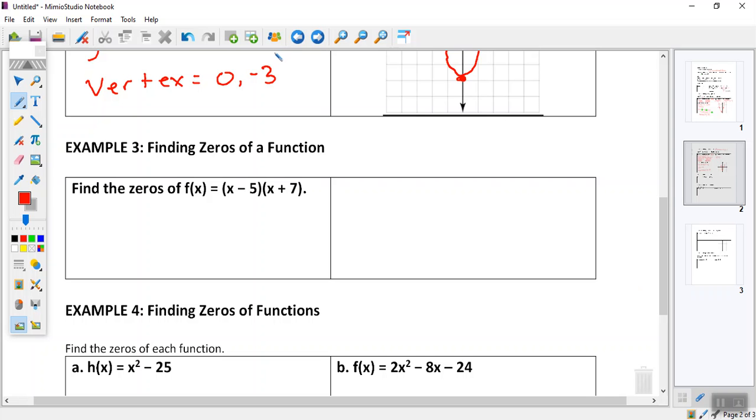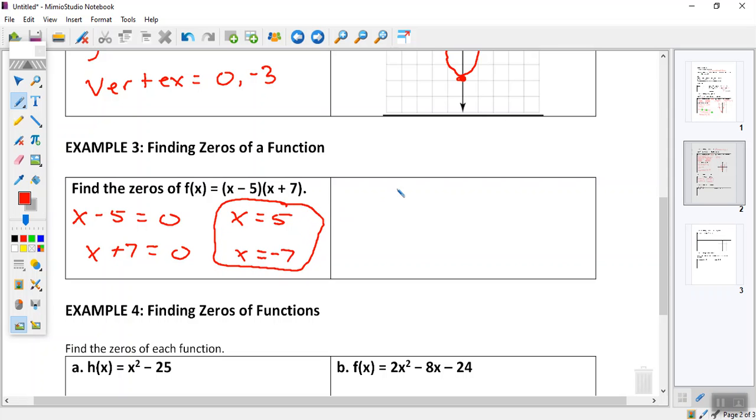Guys, we gotta find the zeros of a function, okay? I don't know how else to make this any easier. When I say find the zeros, how many parts of this function do we have that we're multiplying together? 2. It's very simple. We've already done this. We're gonna set x minus 5 equal to 0. We're gonna set x plus 7 equal to 0. Find the zeros. Well, what's one zero gonna be? What's another gonna be? There are your zeros right there.